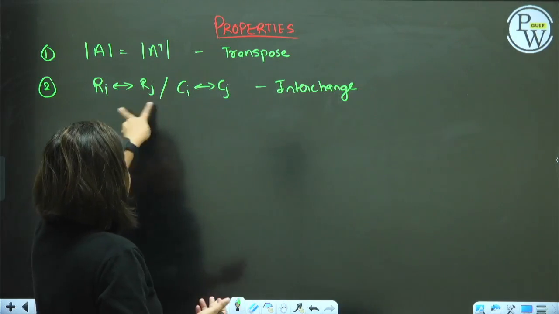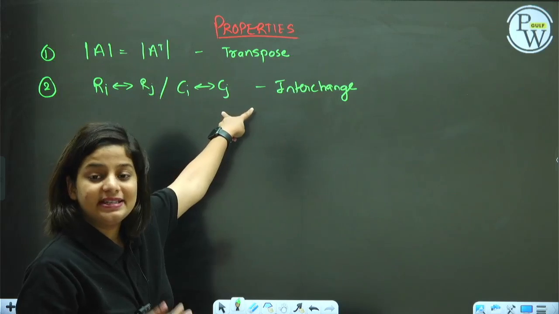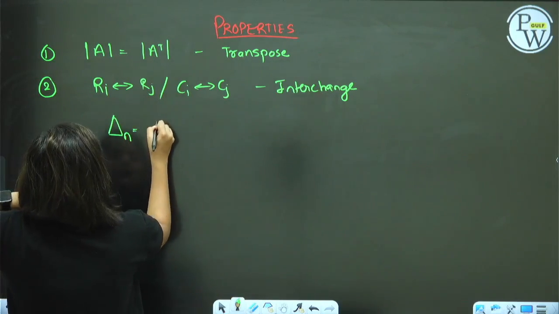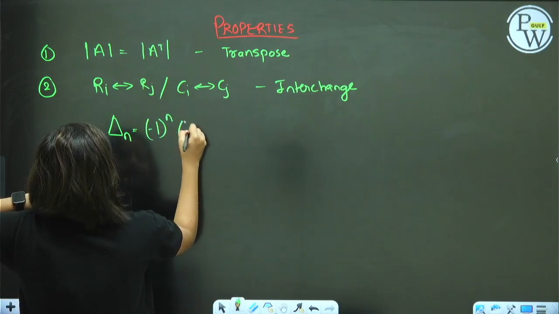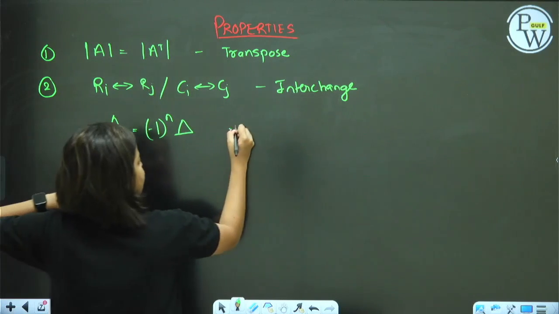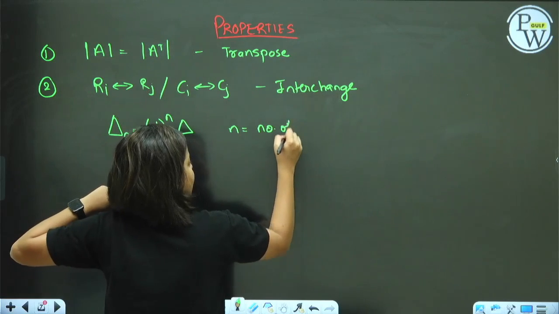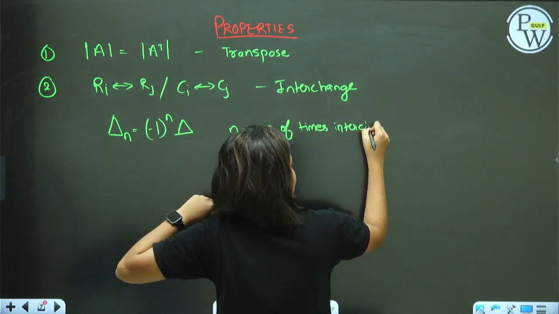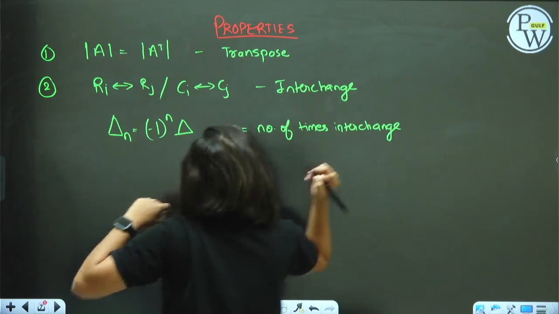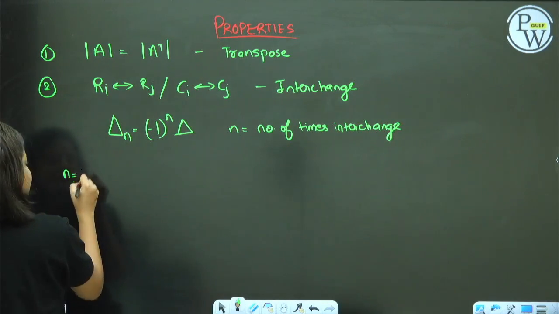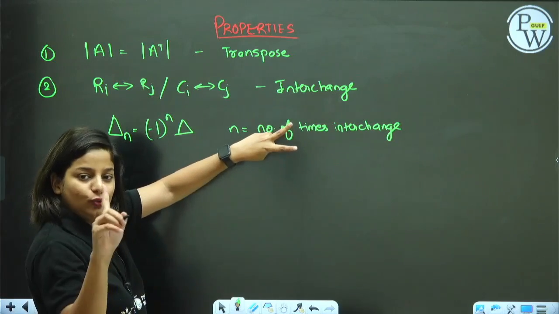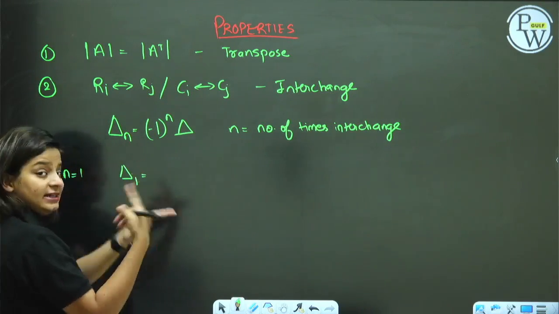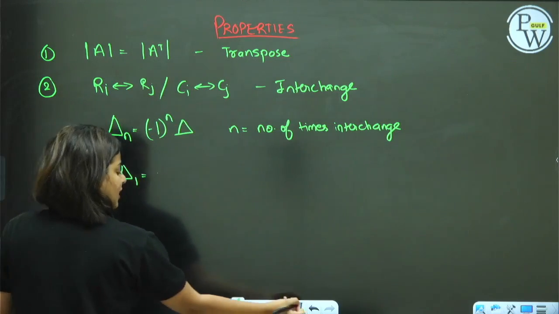That means if you're doing this transition n number of times, then delta n is equal to minus 1 raised to n times delta, where n is the number of times you interchange. Example, n is equal to 1. Suppose you are interchanging any two rows, you are doing it only once. So the new delta will be equal to minus 1 raised to 1, which is minus delta.